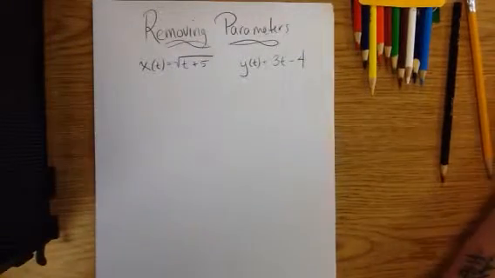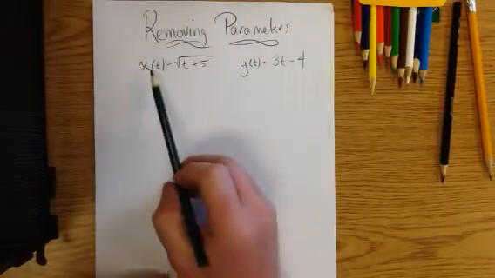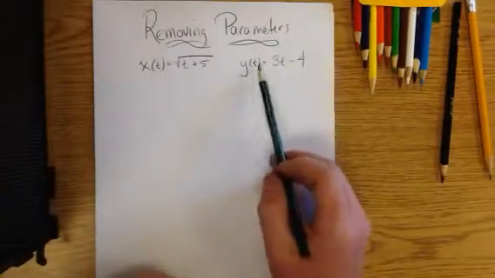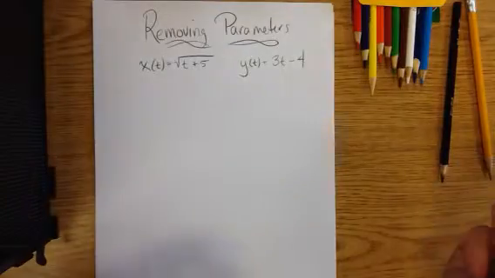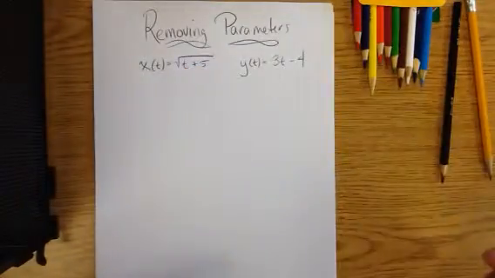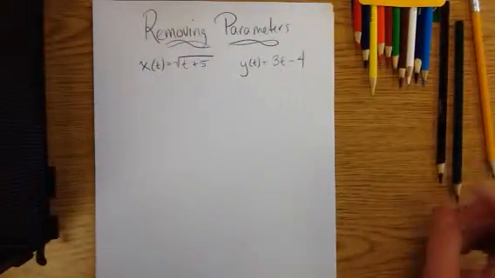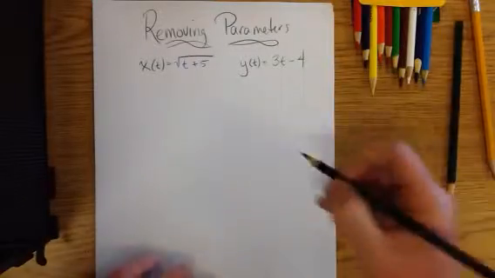So here's two functions. Both of them are x with respect to t and y with respect to t. So we have a third parameter. Most of the time this t stands for, yes, you guessed it, t for time. So what we need to do is remove the parameters.